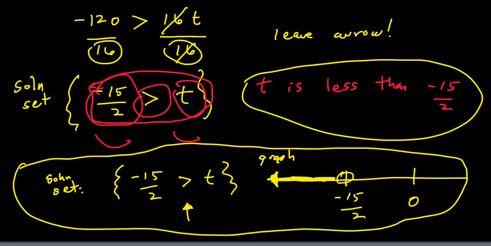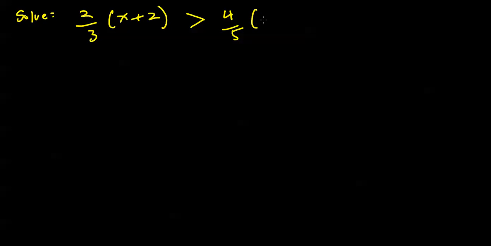Alright, up the ladder we go. Let's get another screen. Solve the following inequality statement. 2/3 times x plus 2, more fractions, is greater than 4/5 times x minus 3.